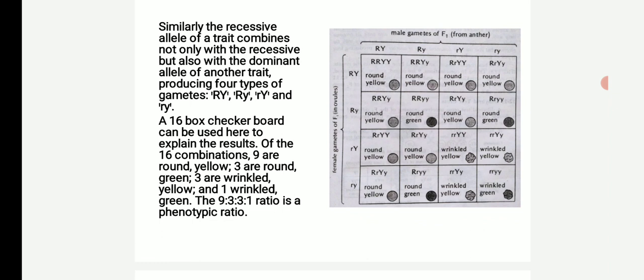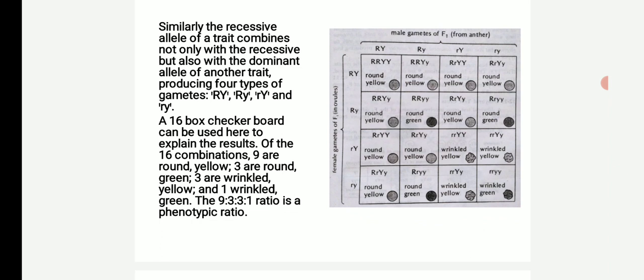Similarly, the recessive allele of a trait combines not only with the recessive but also with the dominant allele of another trait, producing four types of gametes with a gene content of capital R, capital Y, capital R, small y, small r, capital Y, and small r, small y. A 16 box checkerboard can be used here to explain the results.